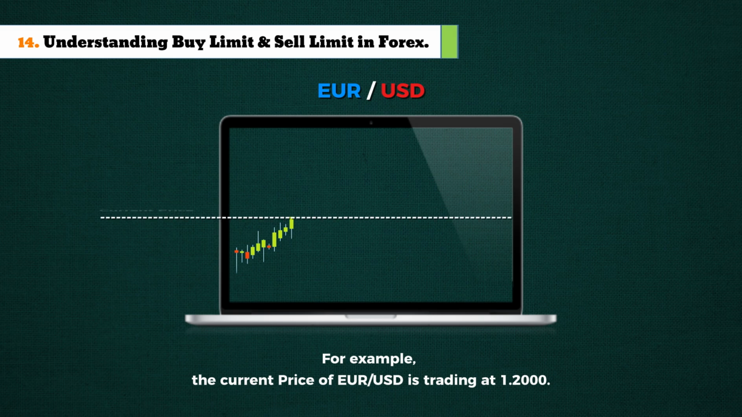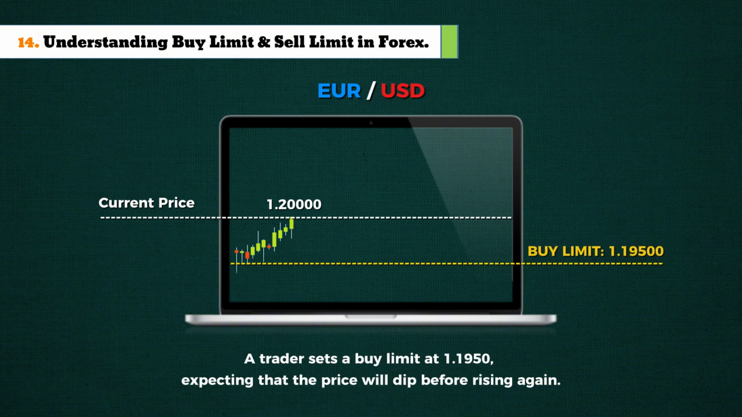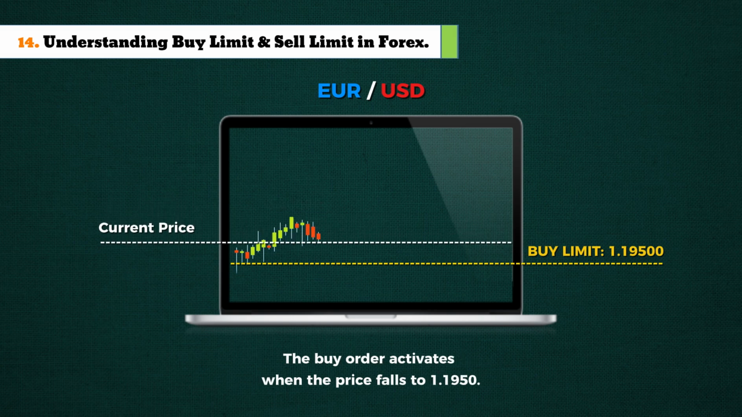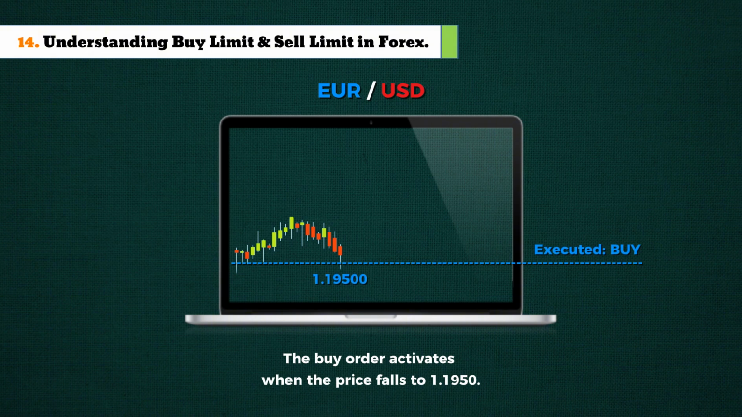For example, the current price of Euro/US is trading at 1.2000. A trader sets a buy limit at 1.1950, expecting that the price will dip before rising again. The buy order activates when the price falls to 1.1950.